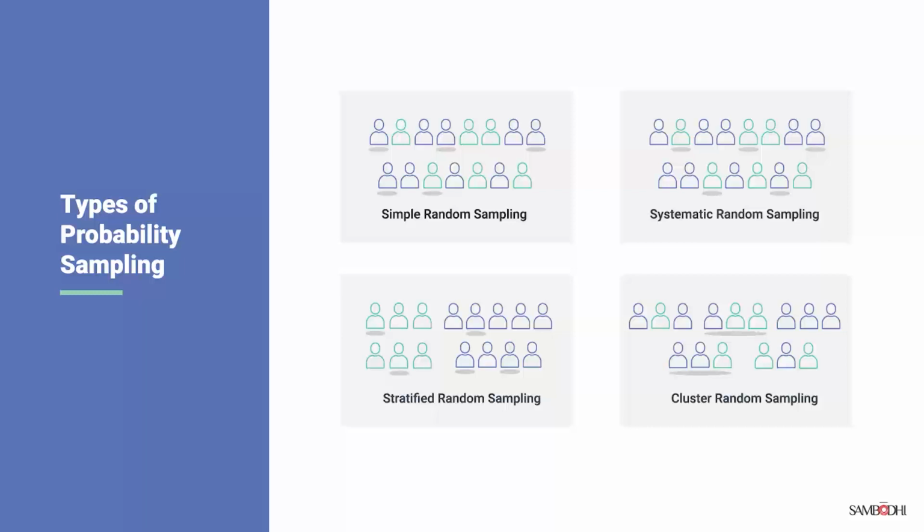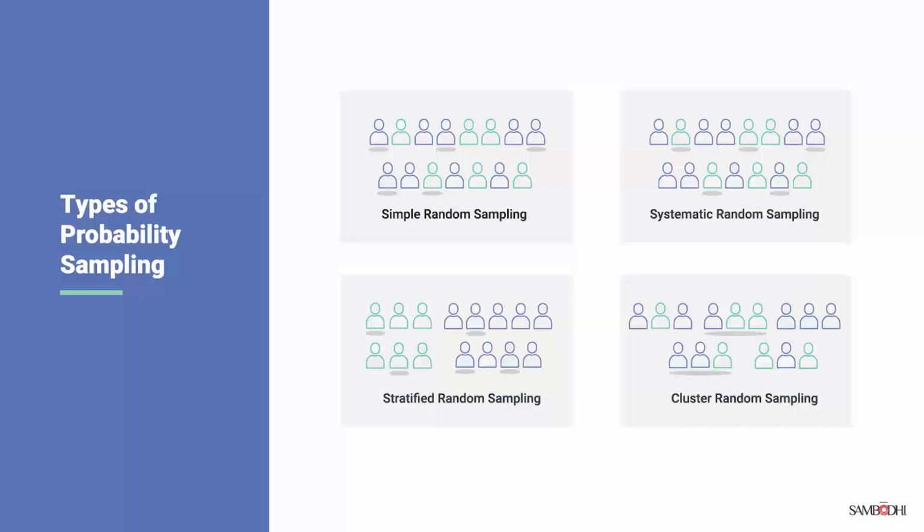This is a type of sampling in which the researcher randomly selects a subset of participants from a population. Each individual has an equal chance of being selected. Next is systematic random sampling. It is a probability sampling method in which a random sample is selected from the population with a fixed periodic interval. The periodic interval, which is also known as the sampling interval, is calculated by dividing the population size by the desired sample size.